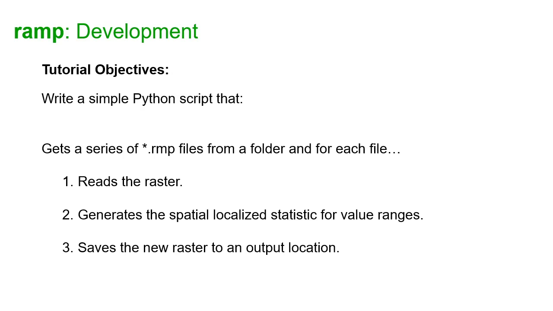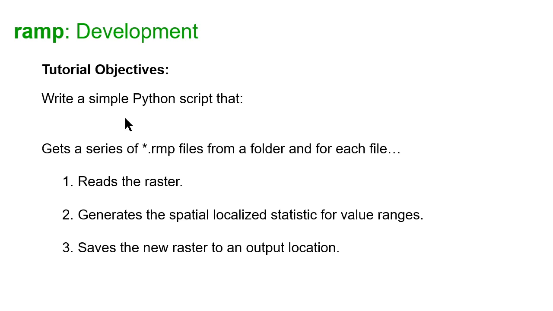In this video, we're going to write a simple Python script using the ramp API. So, by way of tutorial objectives, what we want to do is get a series of ramp binary files from a folder, and for each of the files in that folder, read the raster, generate the spatially localized statistics for the value ranges in that raster using a 9x9 kernel, and then save the new raster to an output location.